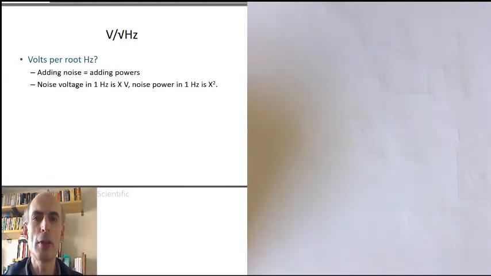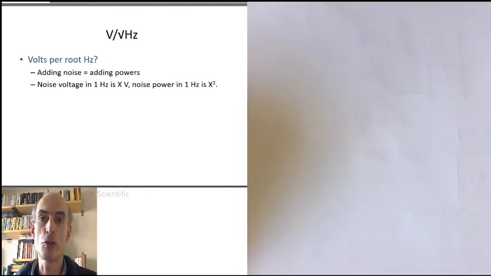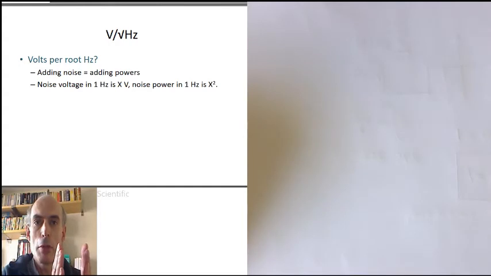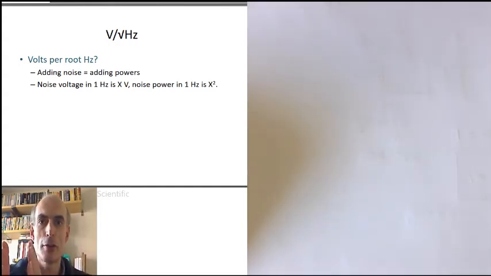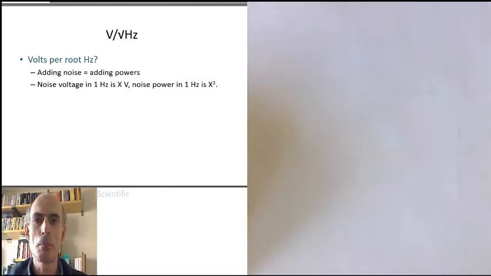Well, the reason is because when we combine different noise sources, for example, the noise in 1 hertz of bandwidth and the noise in a different hertz of bandwidth, we have to add the powers rather than the amplitudes. I'll come on to why we have to add power rather than amplitude in future videos. For now, please just accept that that's what we have to do.